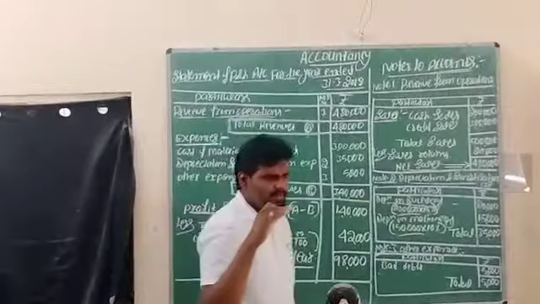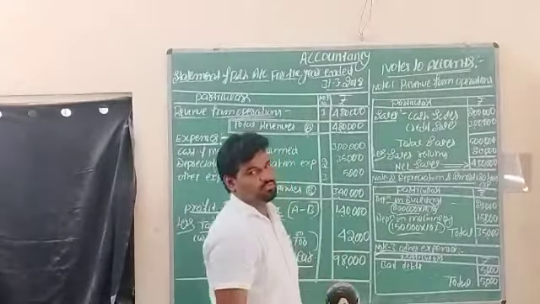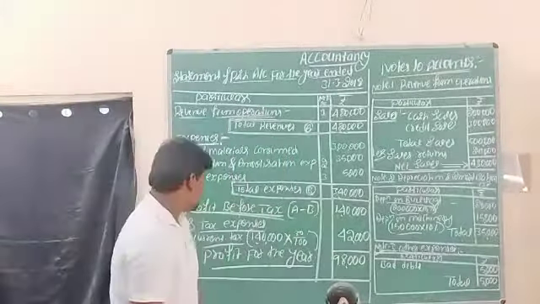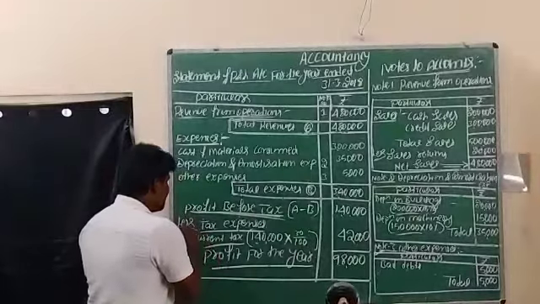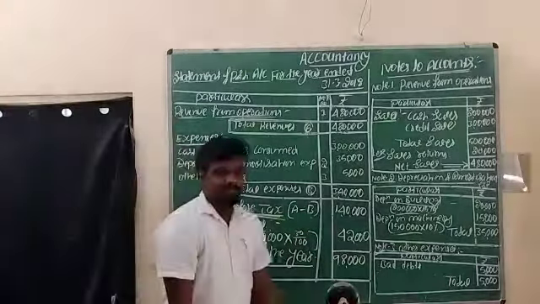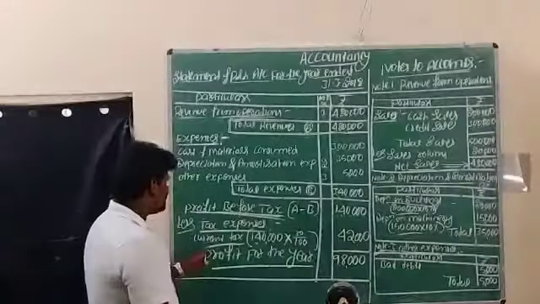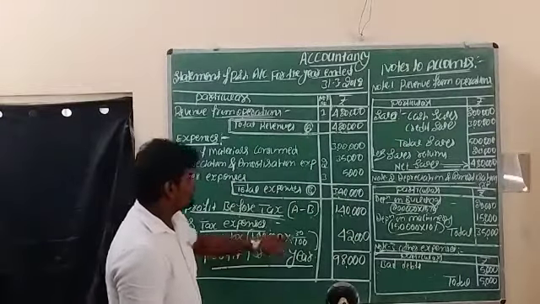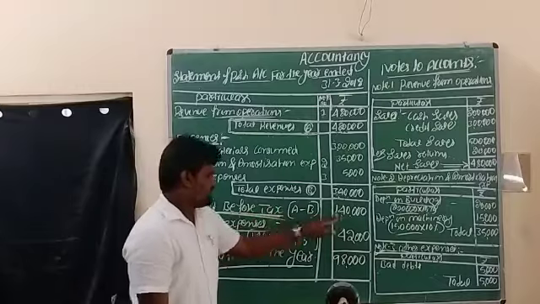Again in this question they mentioned the current year tax also. The current year tax is 30%, right? So the next one, less tax expenses. Tax expenses during the year. So current year tax on 1,40,000. This is the total profit before tax value.